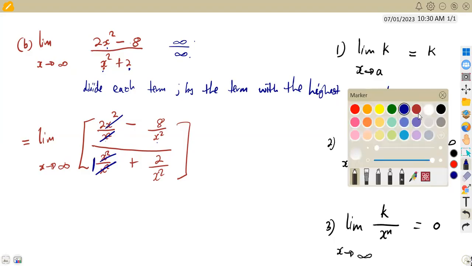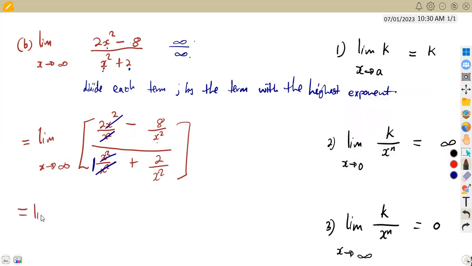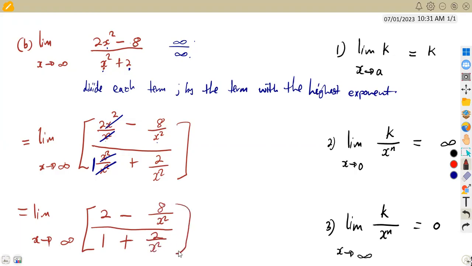All right, so like I said, I'm going to explain what is the purpose of actually dividing. Why are we dividing? Because someone might wonder, why? What is the purpose of this? Okay, let us see what is going to happen. Here we are going to remain with 2 minus 8 over x squared, everything over 1 plus 2 over x squared. All right, so this is what you're going to remain with at the end.